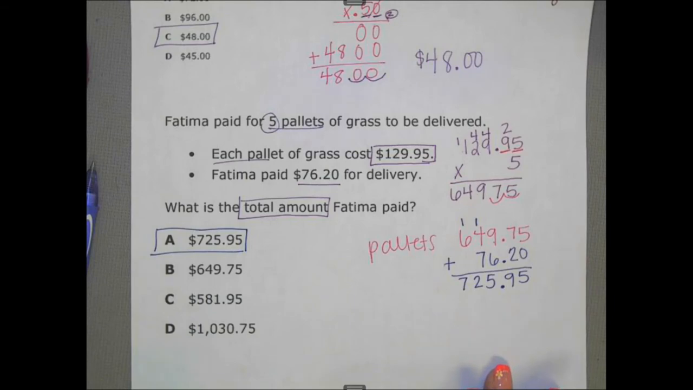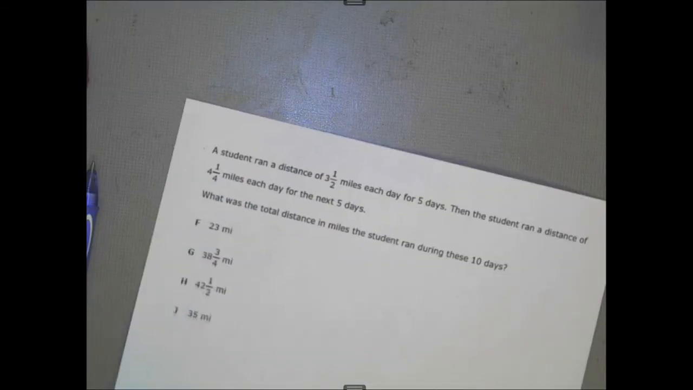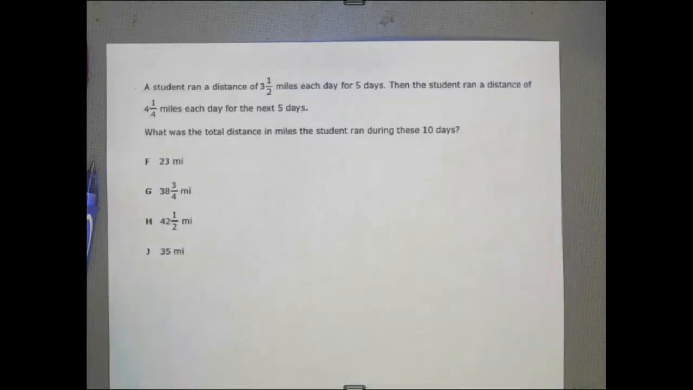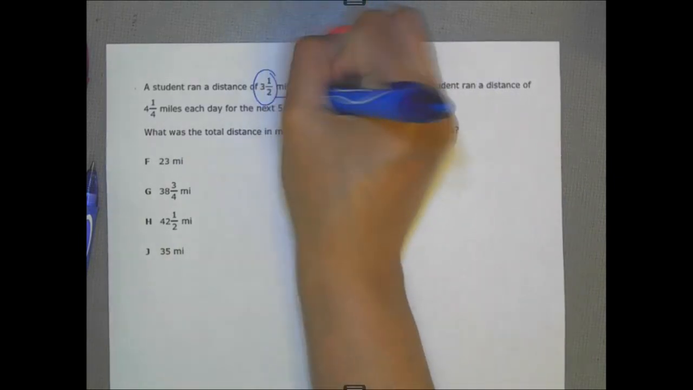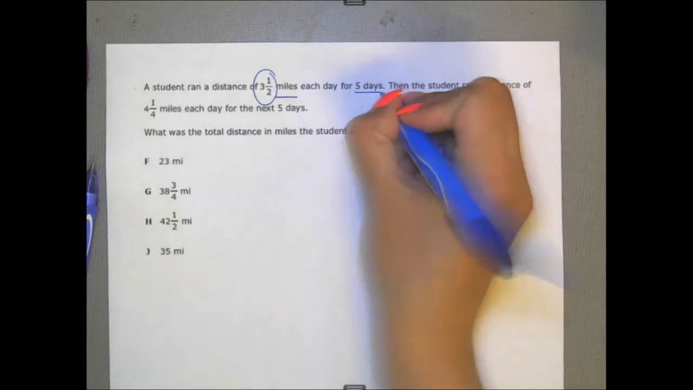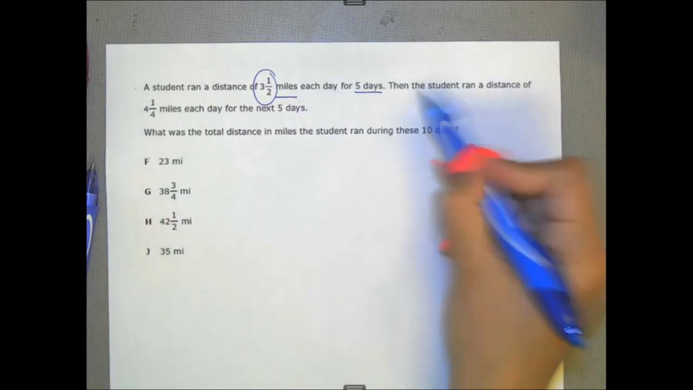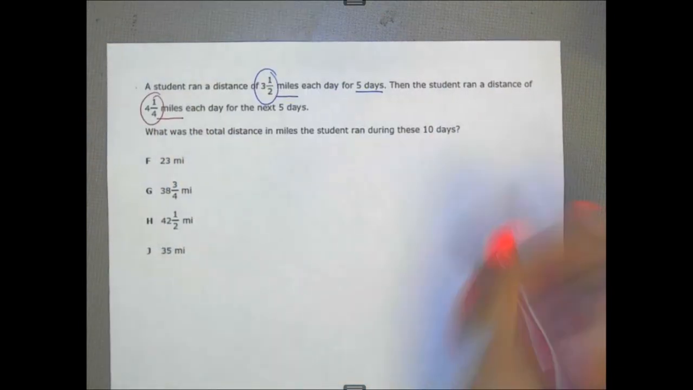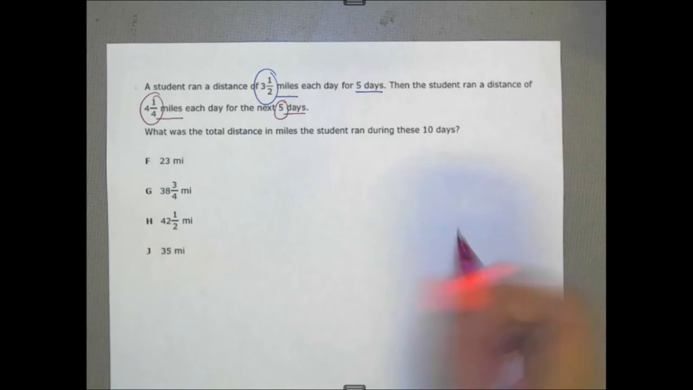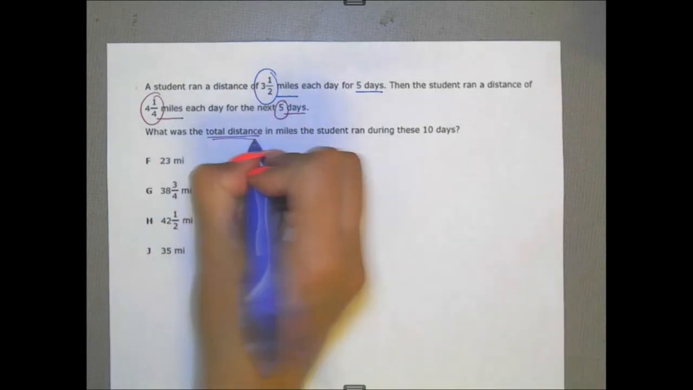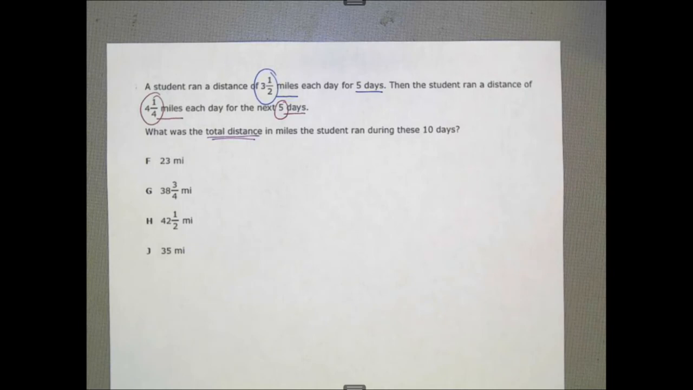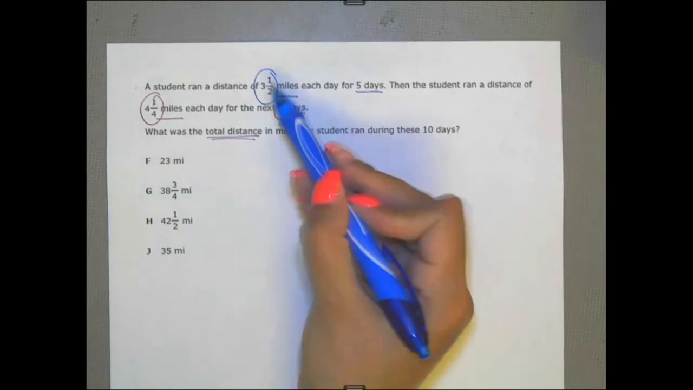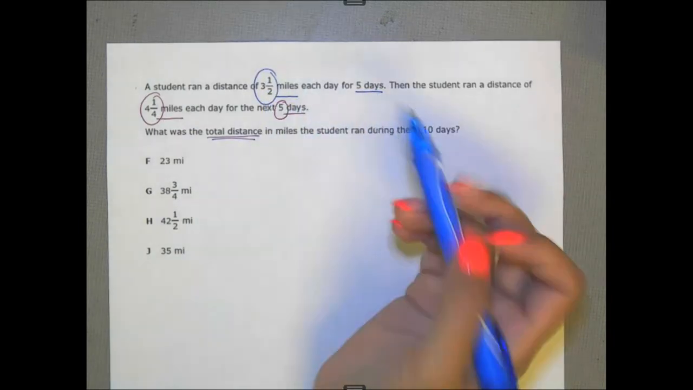All right. We have one more problem that we need to go ahead and work. A student ran a distance of 3.5 miles each day for 5 days. Then the student ran a distance of 4.25 miles each day for the next 5 days. What is the total distance in miles the student ran during these 10 days? So I have 3.5 miles for 5 days.